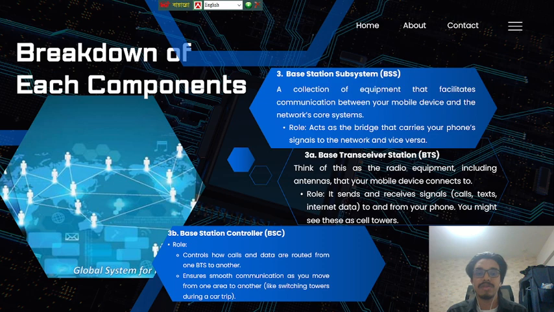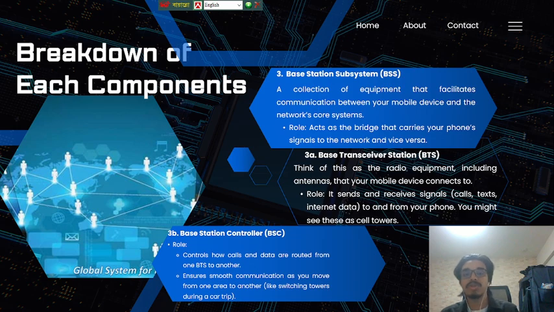Next comes the base station subsystem, BSS, which is a collection of equipment that facilitates communication between your mobile device and the network's core system. Its role is to act as the bridge that carries your phone's signals to the network and vice versa.